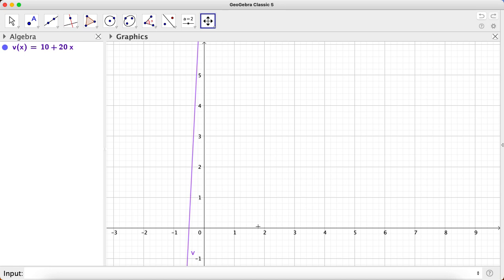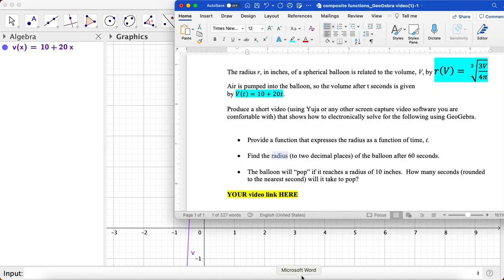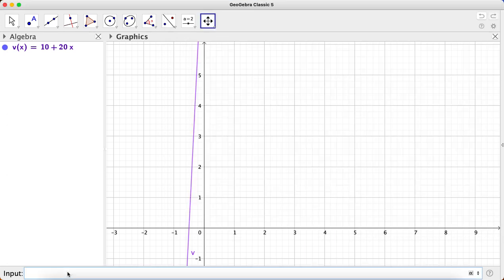Okay. So you get this nice line here, and that is your volume as a function of time. And then we're going to go ahead and put in our radius equation, which is a function of volume. Again, we'll have to use x. So we'll do that. So we have cube root.